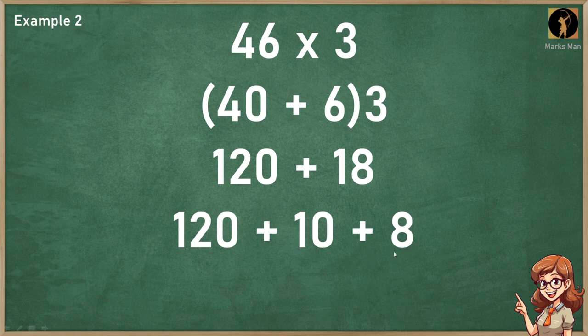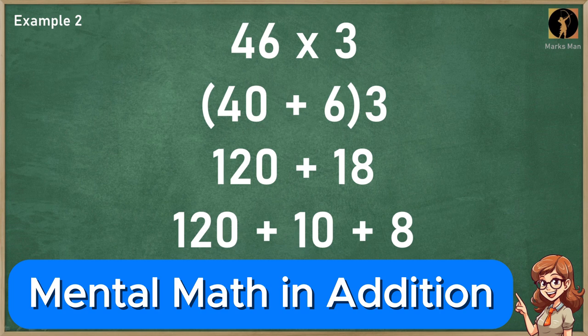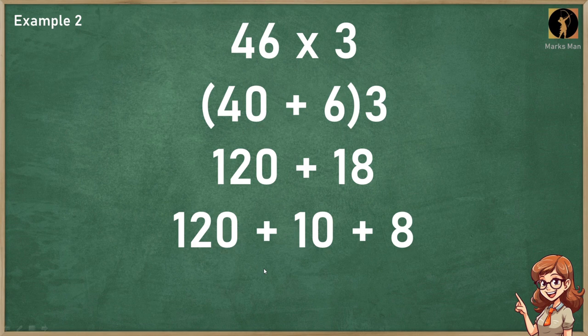If you have no idea how to do mental math in addition, I created a video about that. I will put the video link in the description below. Now you can add this easily. So 120 plus 10, that is 130, plus 8, that is 138. So I hope that's clear.